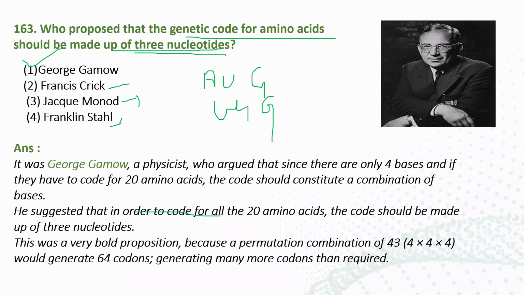So according to that, to code for the 20 amino acids, with four bases available, they divided them into three nucleotides, and then in total they got the 20 amino acids. So like that, he proposed that the genetic code should contain three nucleotides. Okay.